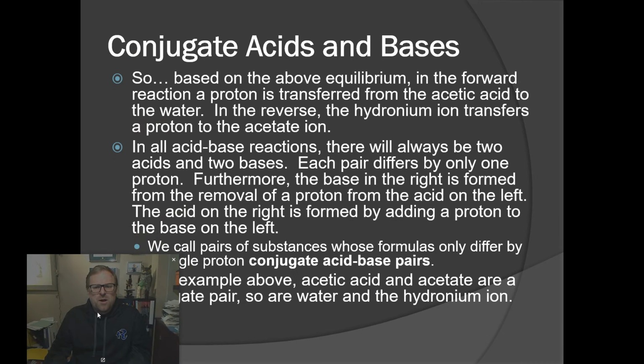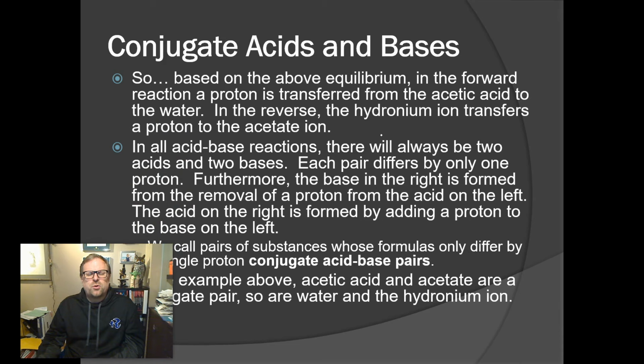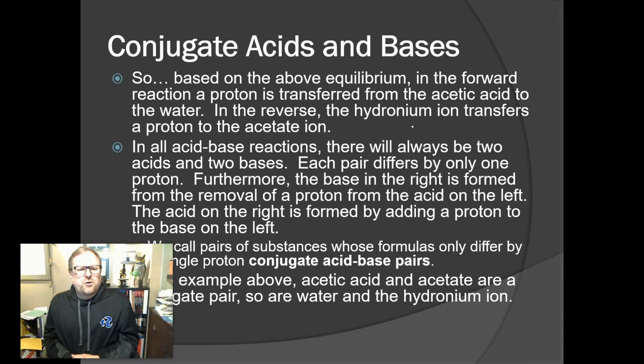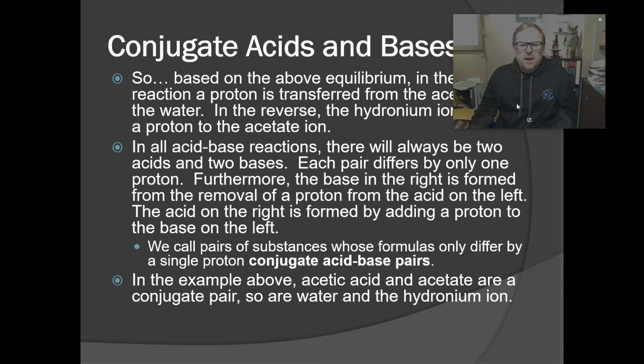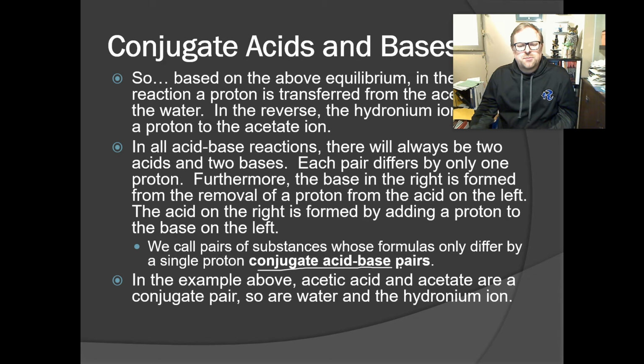So based on the above equilibrium, in the forward reaction, the proton is transferred from acetic acid to water, and in the reverse, the hydronium ion transfers a proton to the acetate ion. In all acid-base reactions, there will always be two acids and two bases, and each pair differs only by one proton, so it's really easy to balance. We call pairs of acids or pairs of substances whose formulas only differ by a single proton conjugate acid-base pairs.